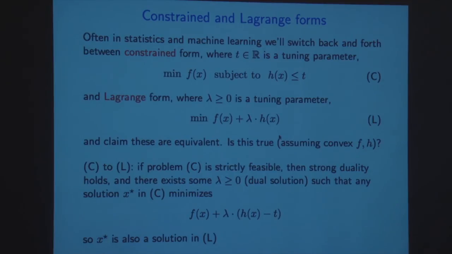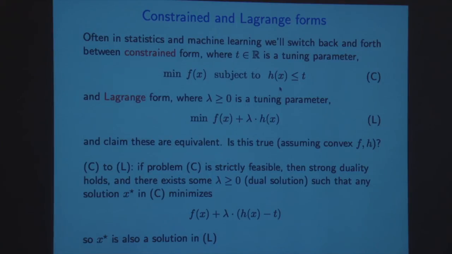So we're going to assume that f and h are convex. So let's try to go from the constrained form to the Lagrange form, see what we can do there. Well, if this constrained form problem is strictly feasible, if there's an x for which h of x is strictly less than t, then strong duality is going to hold because it's a convex problem, strictly feasible. By Slater's conditions, strong duality is going to hold.